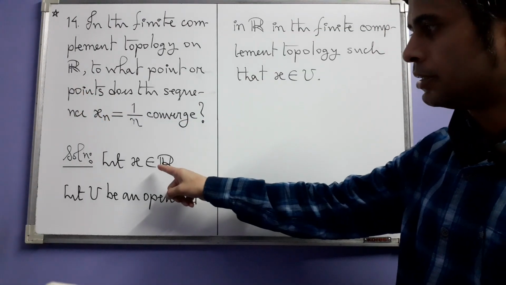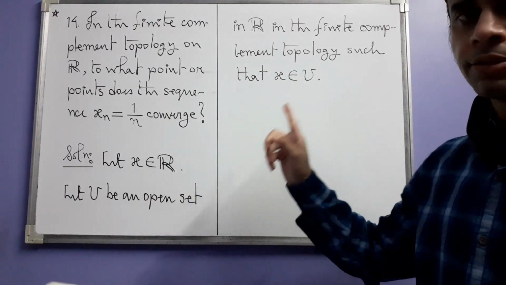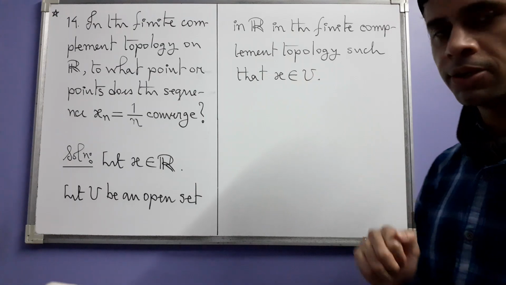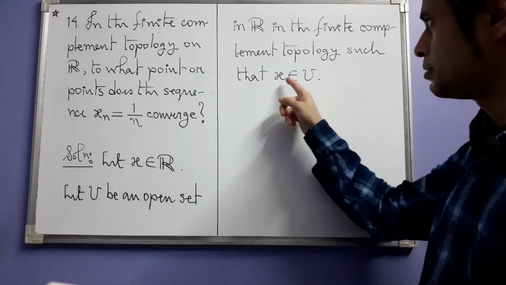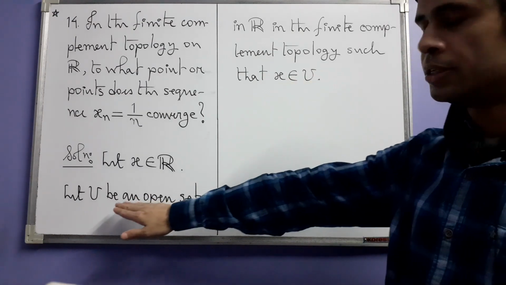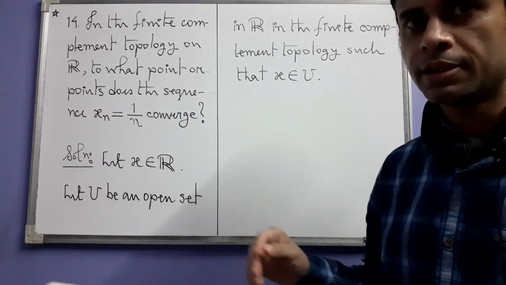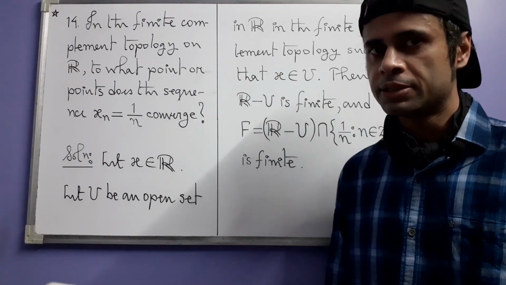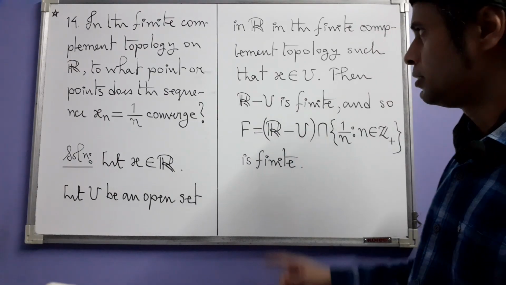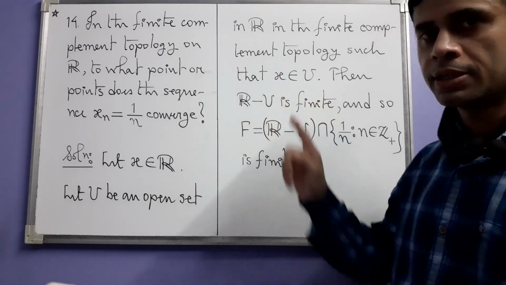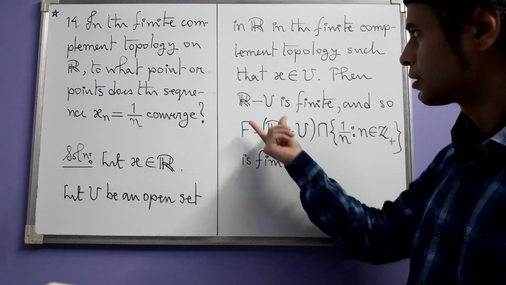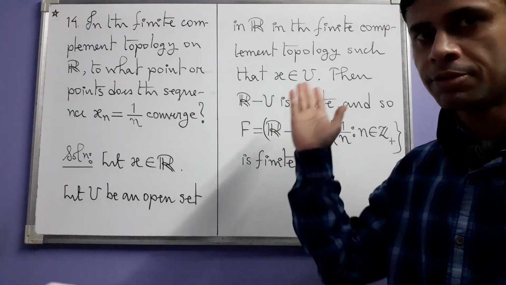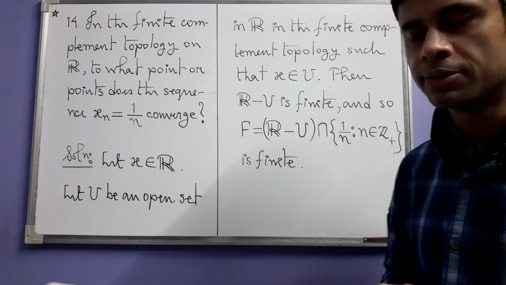Let x be any real number and let U be an open set in R, which is open in the finite complement topology and which also contains x. That means U is a neighborhood of x in the finite complement topology. Now U is an open set in the finite complement topology, which is also non-empty because it contains x, and that's why the complement of U in R is finite. That is why it's called finite complement topology.